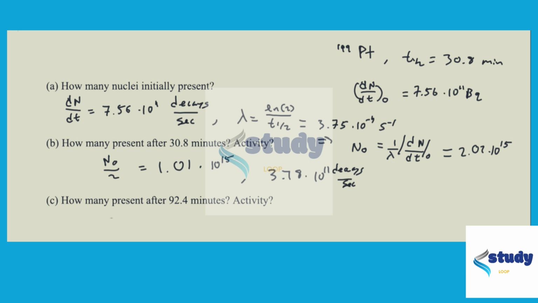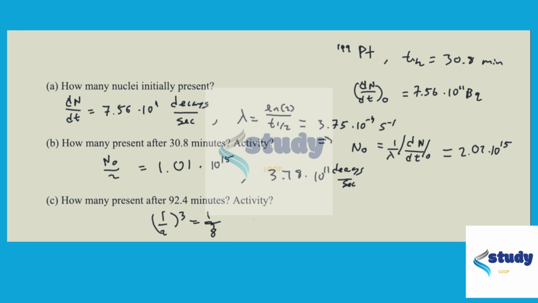Now lastly, we want to find the same thing as part B, how many nuclei are present and the activity level, but after 3 half-lives. So if 3 half-lives have passed, that means there's 1/2 to the 3rd power, or equivalently 1/8 of the total number of nuclei and activity present.